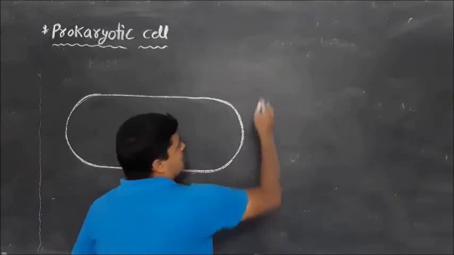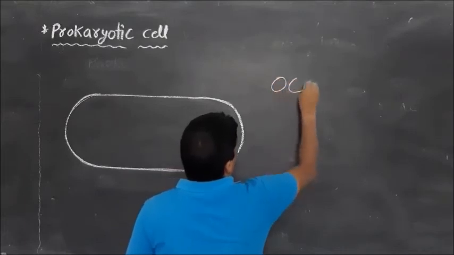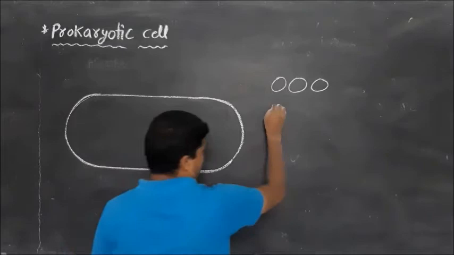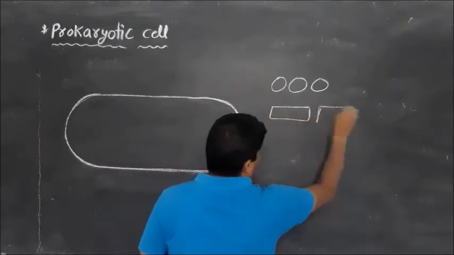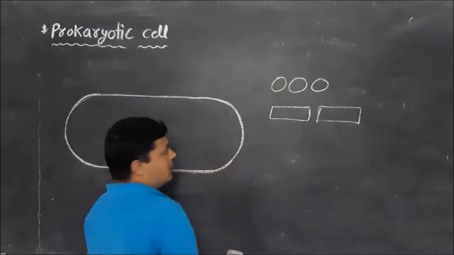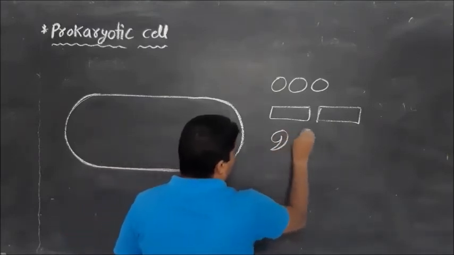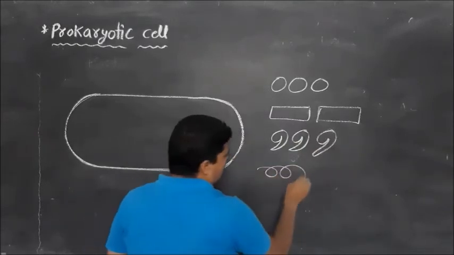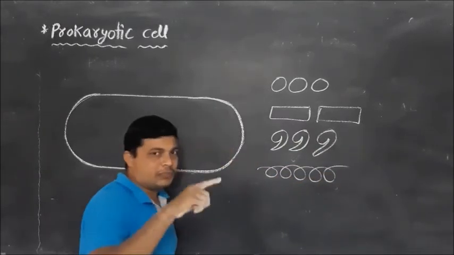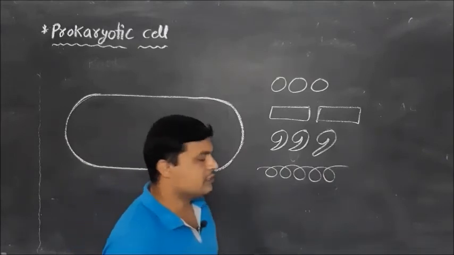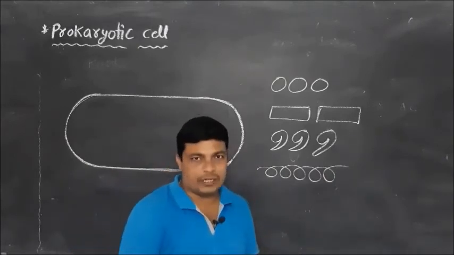Suppose, for example, some of the bacteria are spherical in shape. Some of the bacteria are rod shaped. Also some of the bacteria are comma shaped. And some of the bacteria are chain like, it means spring type of bacteria also is there. And some of the bacteria change their structure depending upon the environment.